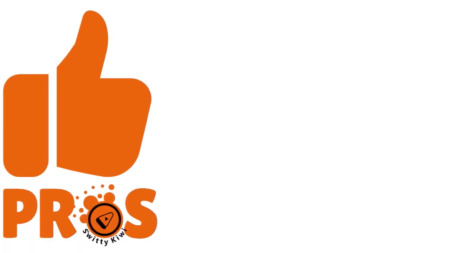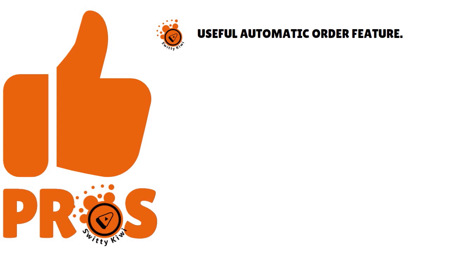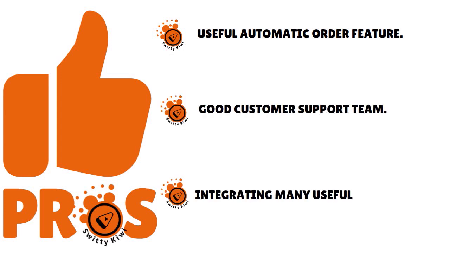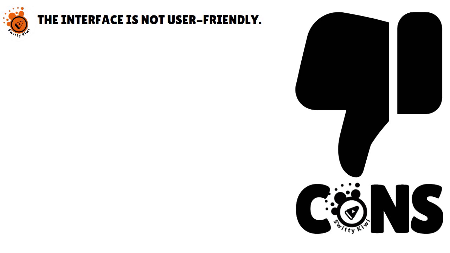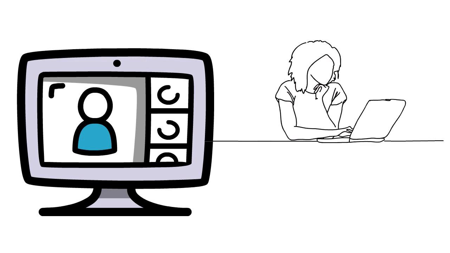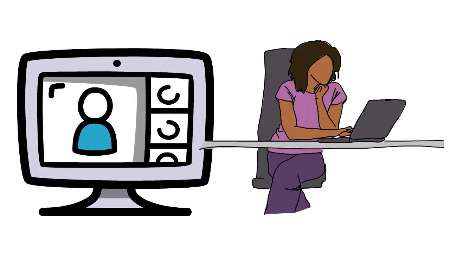And what are the pros and cons here? The pros, in our view: you have a very useful automatic order feature, a great customer support team, and they integrate very well with other applications. And the interface, they could do better. This is the bottom line. Right now, it is where it should be, but if you compare the Syncee platform in terms of user interface and UX experience to, say, Oberlo or Spocket, Syncee has to do better.